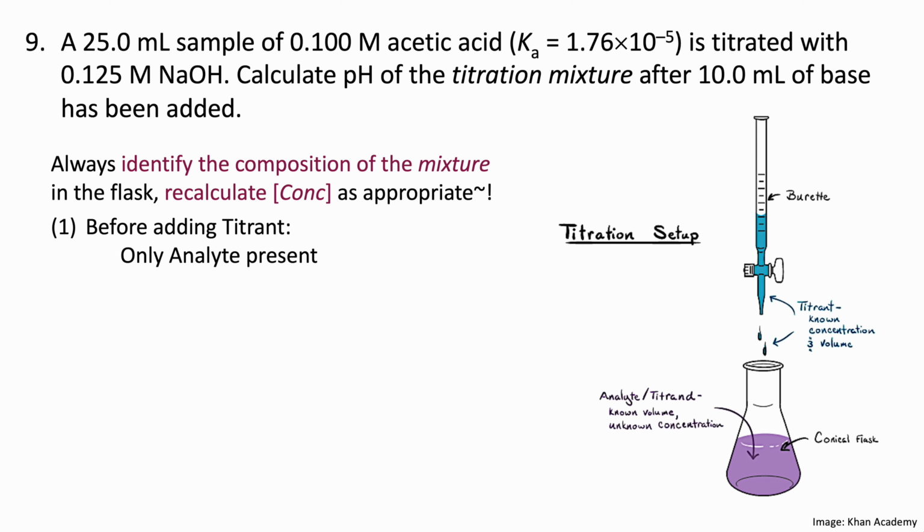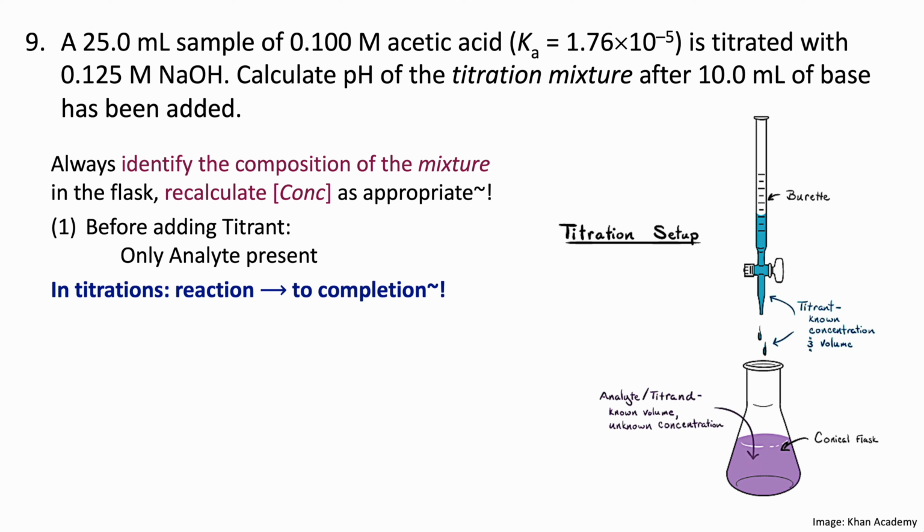Okay, first point, before you add any titrant. Well, in that case, the composition here is only whatever your analyte is. So it could be, for example, a strong acid or a strong base. It could be a weak acid or a weak base. And I know how to calculate the pH for that. There's no mystery. Just look at the composition and the concentrations.